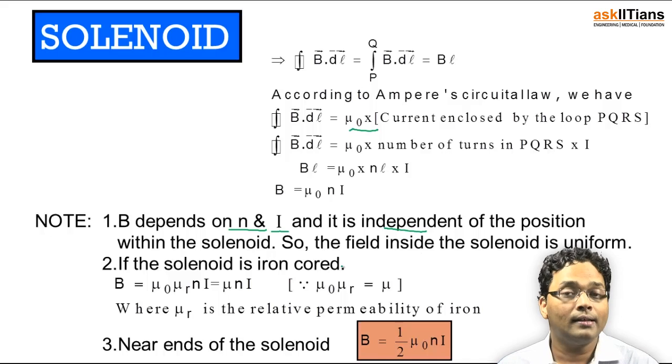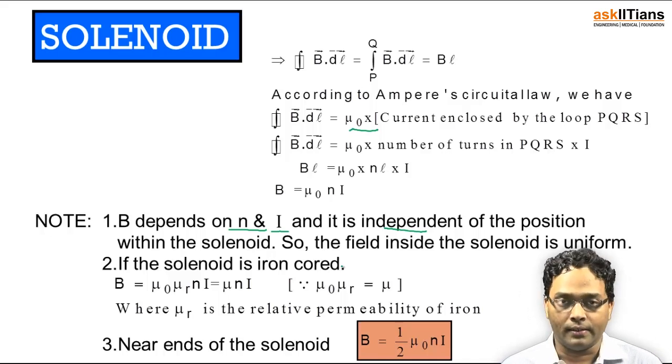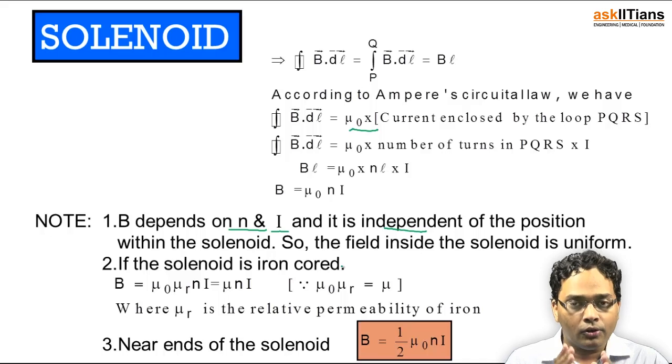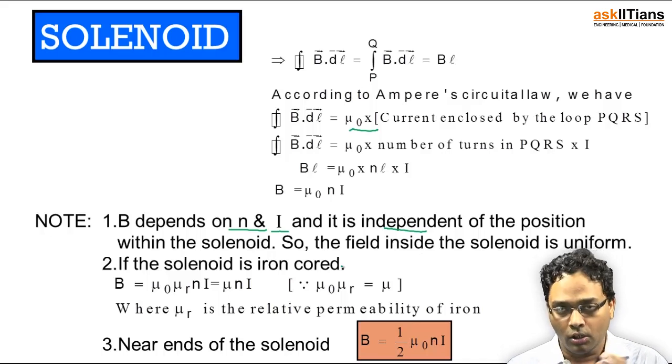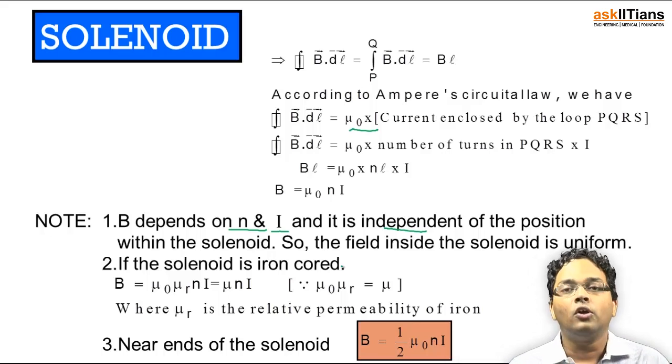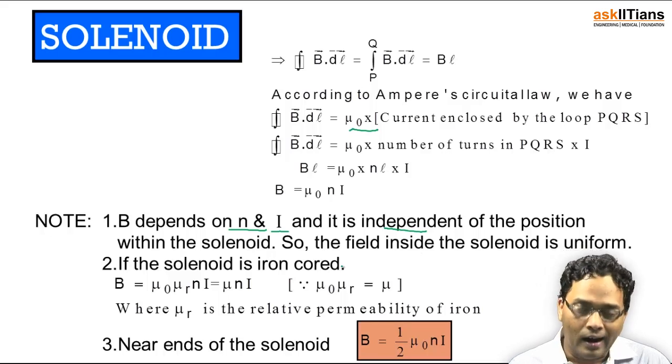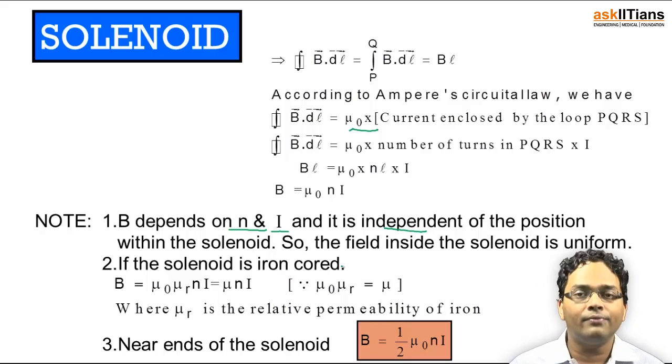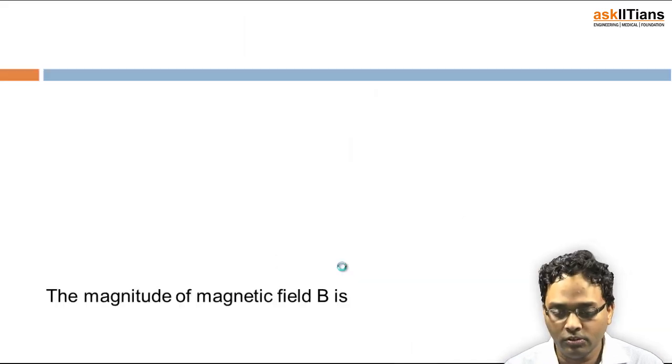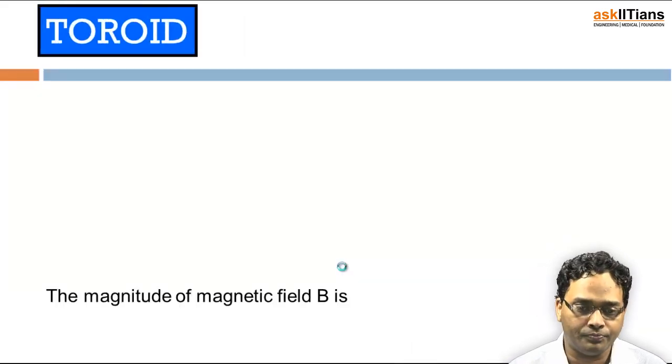Here, mu r is what? Mu r is the relative permeability of this core that we have. Further, when you are talking about the near ends of the solenoid, when you are not going so far away, that is going to result in a field which is nearly half of the total. Uniformly, it is mu naught Ni, and near the ends it is equal to half mu naught into Ni.